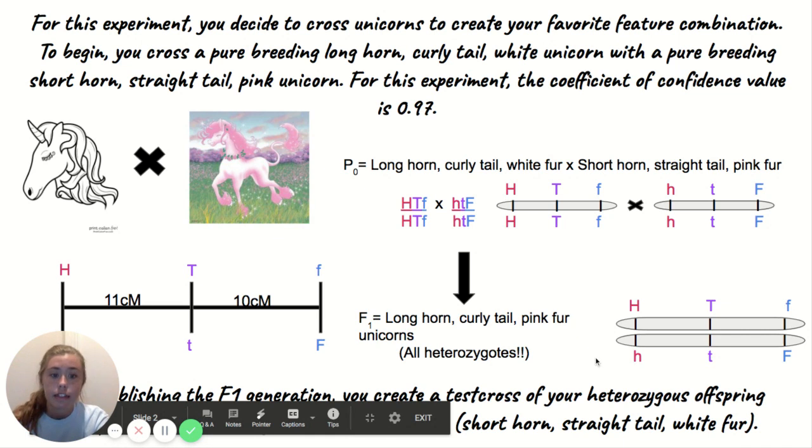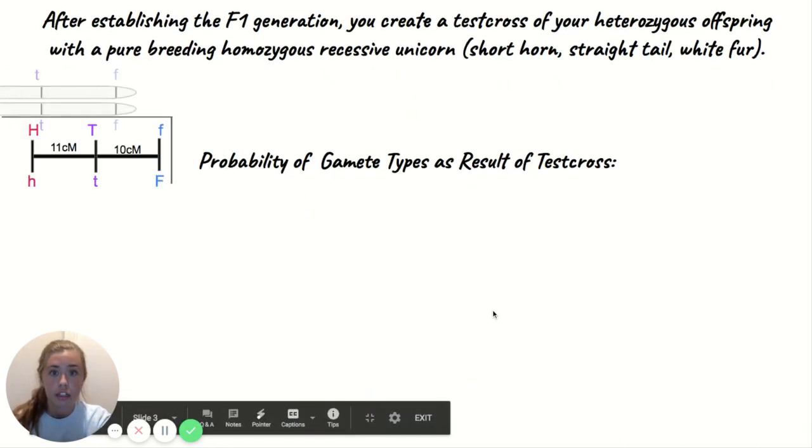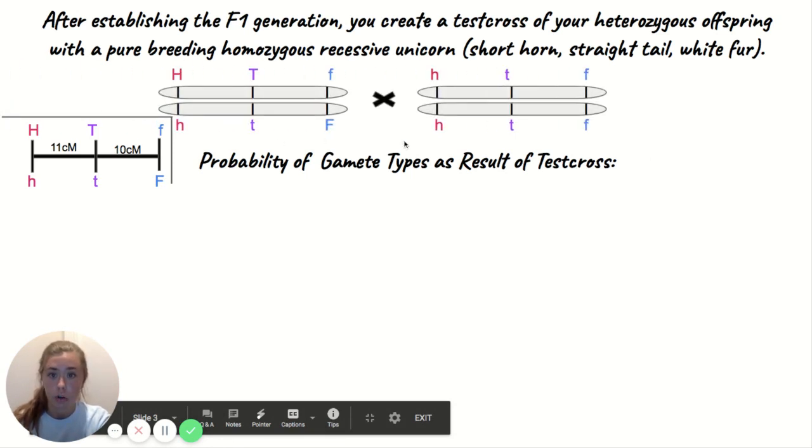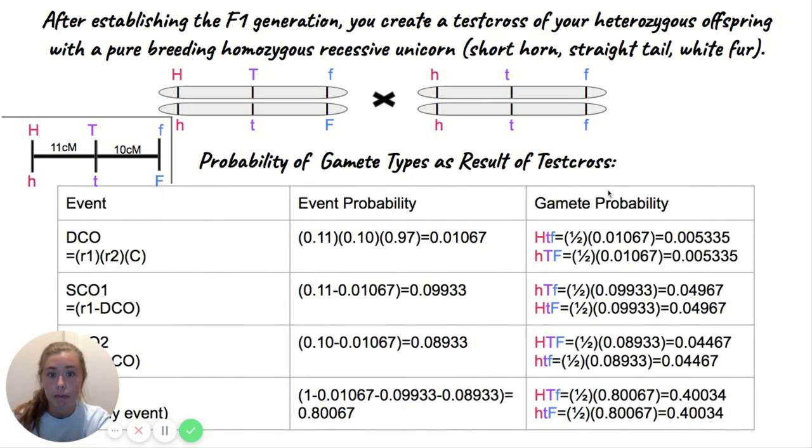So next we're going to take this F1 generation, and to determine linkage, we're going to cross it with a homozygous recessive individual, which will be a short-horned, straight-tailed, white-furred unicorn. So this cross will look like this, shown on chromosomes, with our heterozygous unicorn crossed with a homozygous recessive unicorn, and the probability of gamete types as a result of this test cross are shown below.